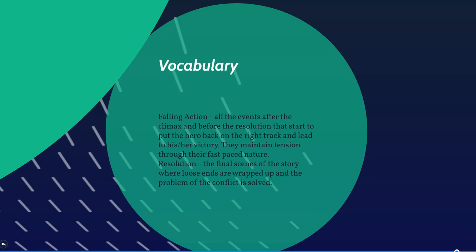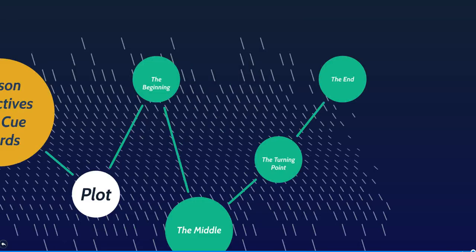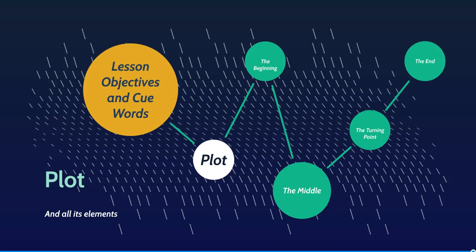And of course, we have vocabulary from here. Falling action, all the events that are after the climax but before the resolution. This starts to put the hero back on the right track and leads to his or her victory. Maintains tension through a fast-paced nature. The resolution finally lets us off the hook with the tension. It's the final scenes of the story where loose ends are wrapped up and the problem of the conflict is solved. And that's plot in a nutshell.